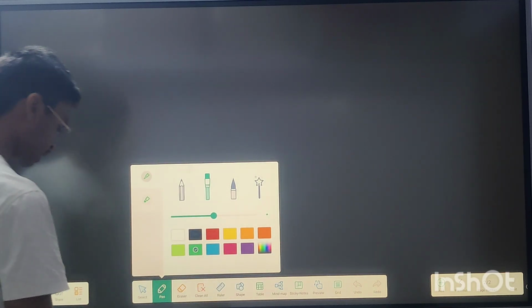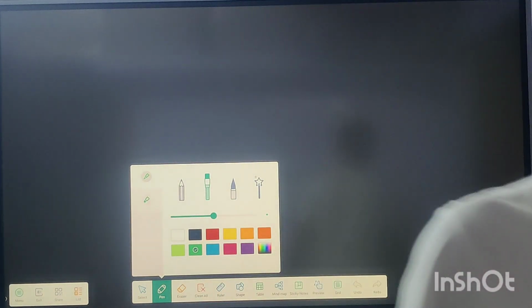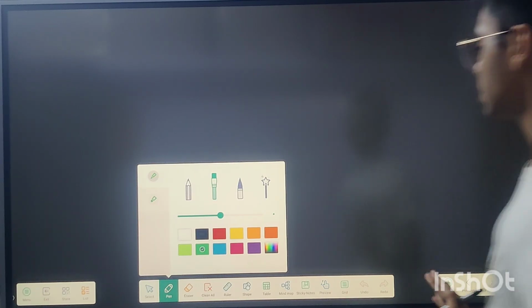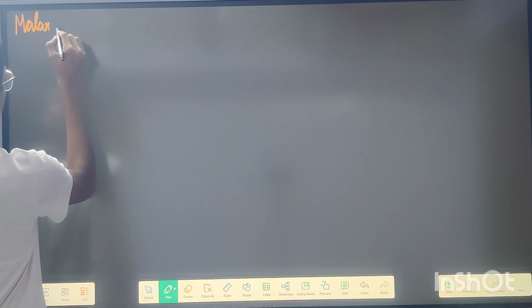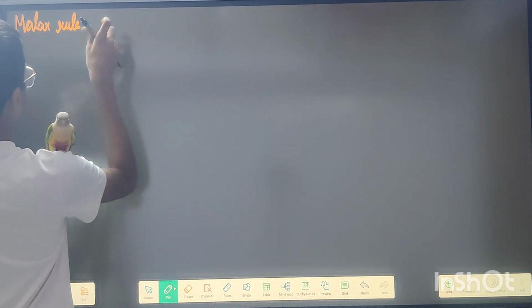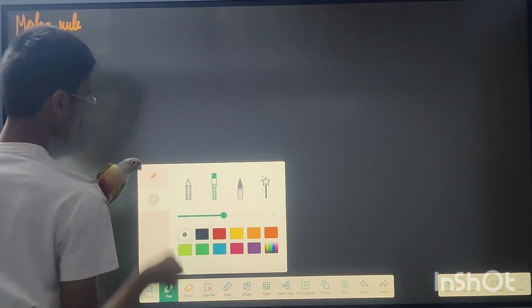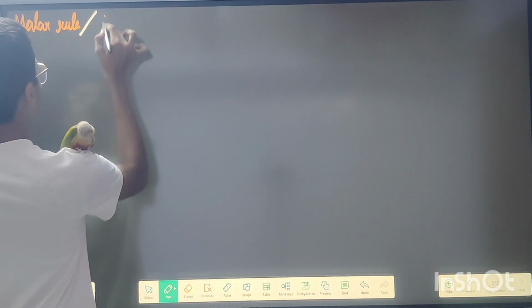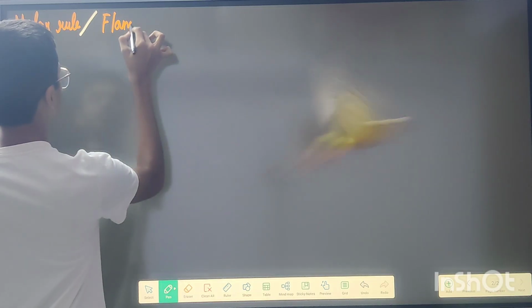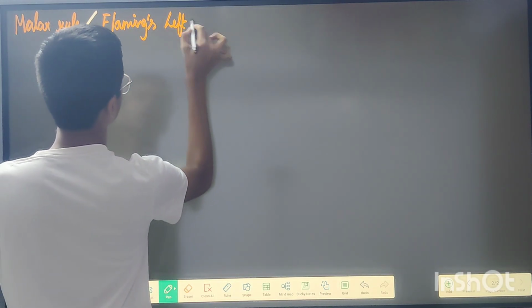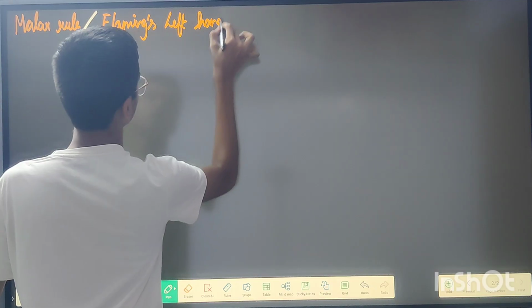Okay. Now next what we are going to see is the molar rule, or also known as Fleming's left hand rule.